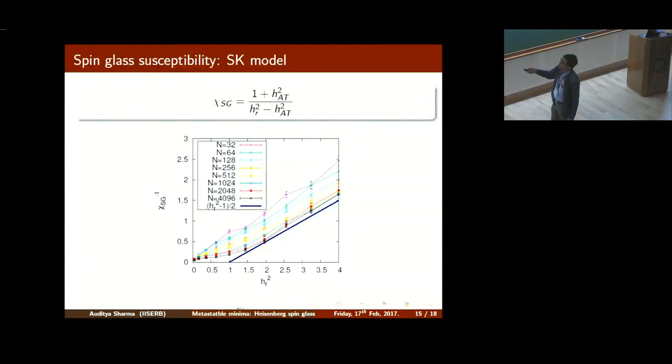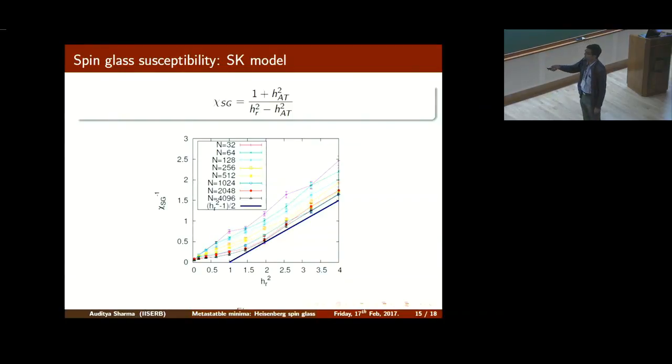Here also it's possible to extract an analytical expression for the spin glass susceptibility. Once again, this is the analytical curve, and for large system sizes, this chi_SG inverse seems to be going to a divergence at this point.